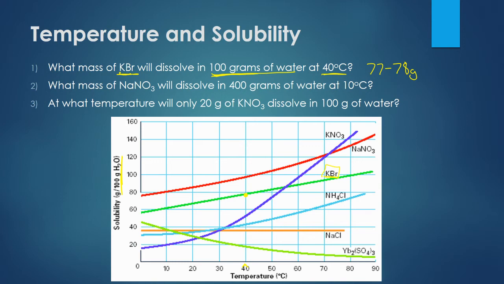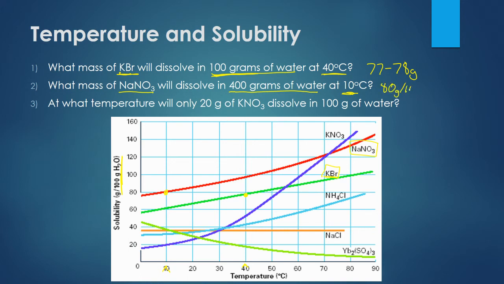Now, sometimes they will give you a different amount of solvent. So here we're following the same pattern with this question. It says, what is the mass of NaNO3 that will dissolve? But now it's saying 400 grams of water at 10 degrees Celsius. So again, we're going to follow the same pattern. Identify what curve we need. We need NaNO3, and we're going to look at where it hits that red curve, because that's the curve for NaNO3, specifically at 10 degrees Celsius. So I find 10 degrees Celsius, move up, and it's hitting right at about 80 grams.